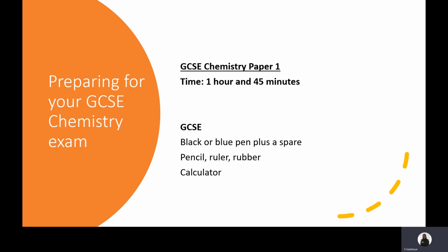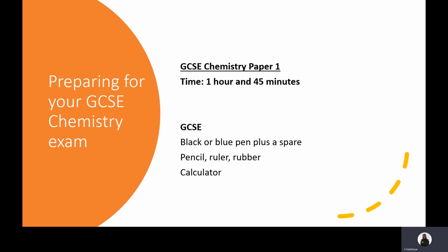Essential equipment for your exam includes a pen, pencil, ruler, rubber and calculator. A pencil and ruler are especially important for those graph skill questions where you'll be asked to plot some data on a graph and also draw a line of best fit. And a scientific calculator is really important because, as you know, chemistry is full of calculations and equations, and you need to have a calculator to hand to help you with those. Please don't try and do a long multiplication or division on your paper when you can just put it into a calculator.